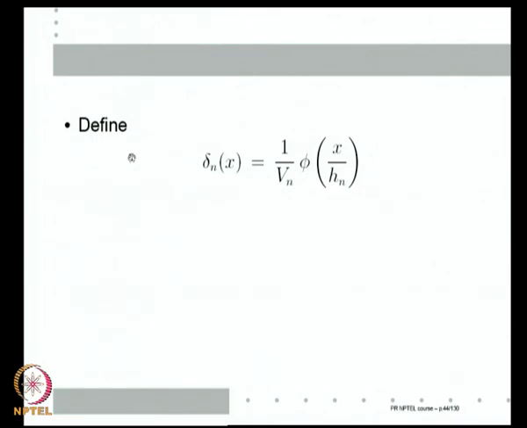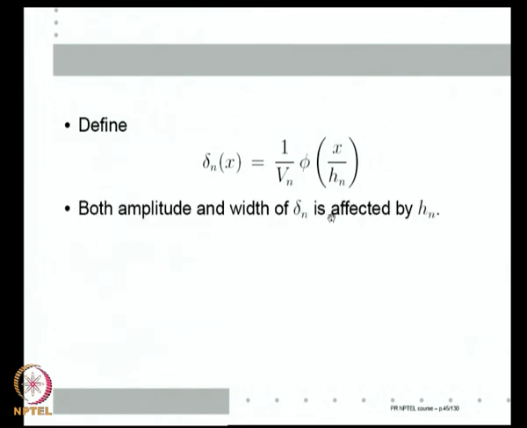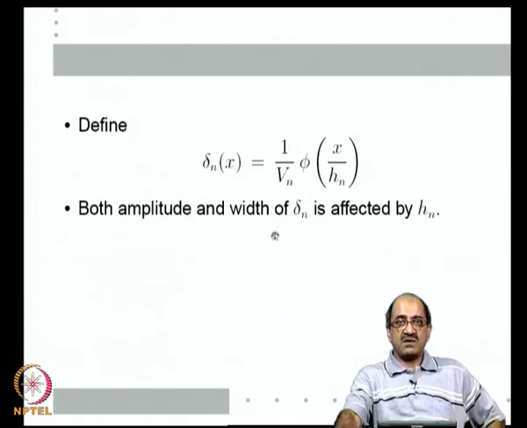So, we need a little more notation. Let delta n of x represent 1 by V n phi of x by h n. Essentially, if I think of this as a function, its amplitude is 1 by V n, and its width is determined by h n. So, as I change h n, the width changes and also V n changes, so the amplitude changes.